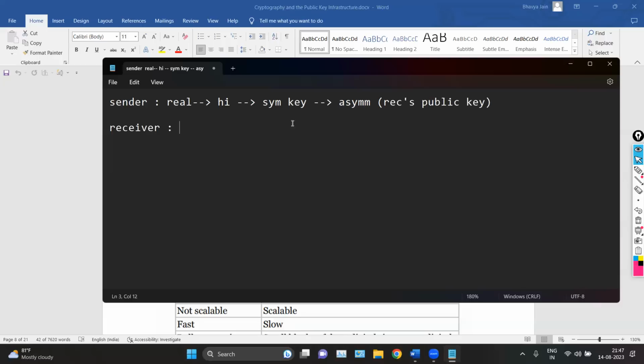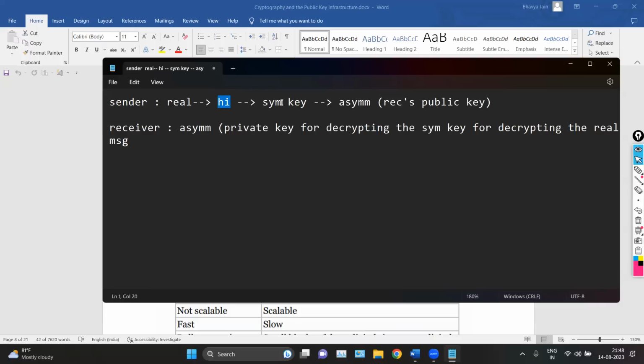So now at the receiver side, first I will use this asymmetric algorithm, and I will use my private key. The receiver uses its private key for decrypting the key, which is the symmetric key. And why are we decrypting it? For again decrypting the real message. Once I decrypt this symmetric key, then you can share the high message with me.